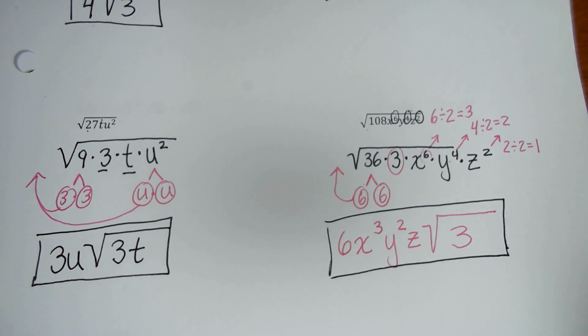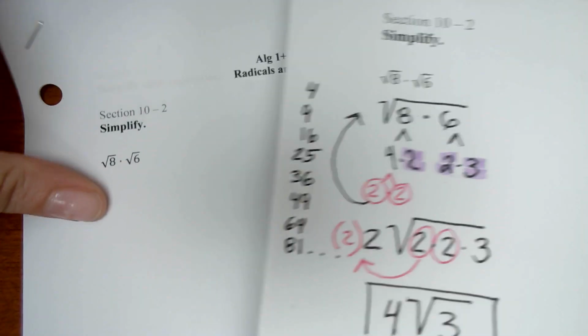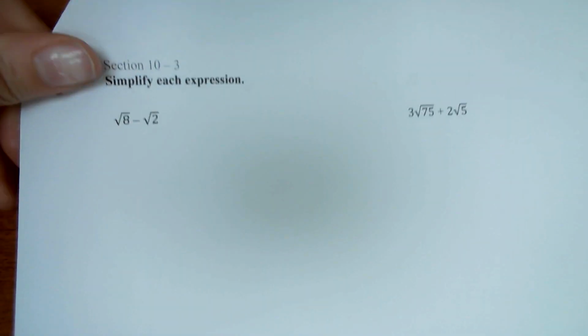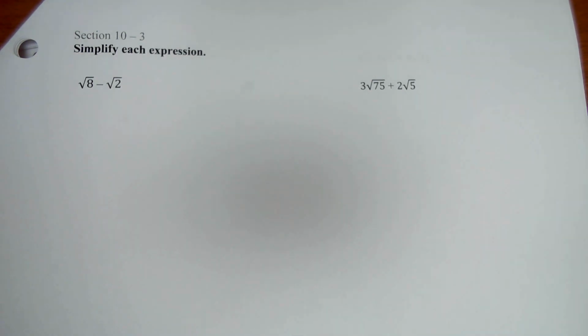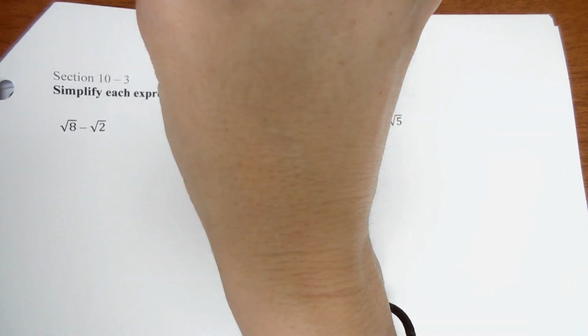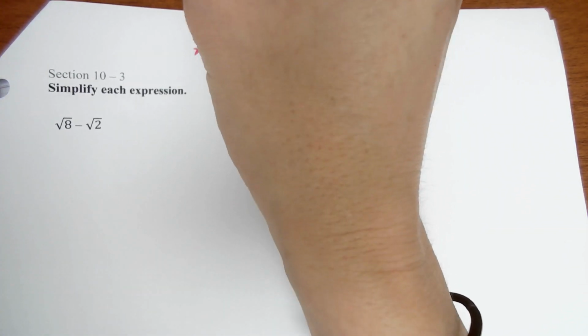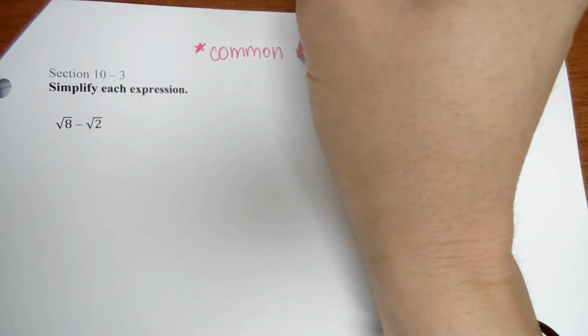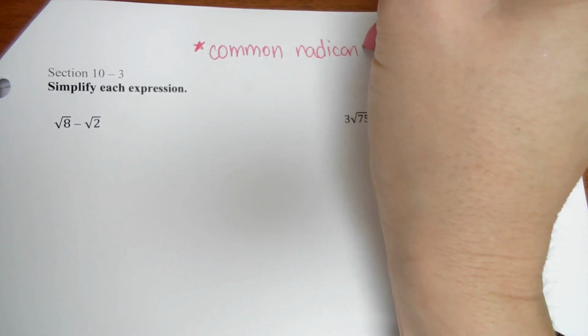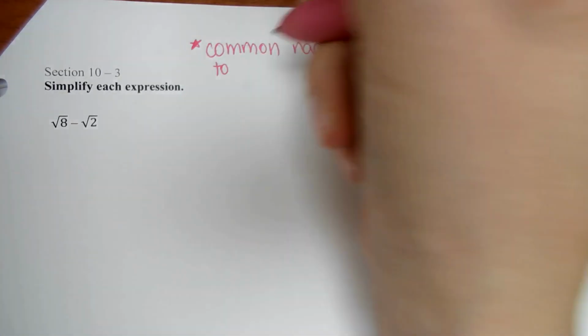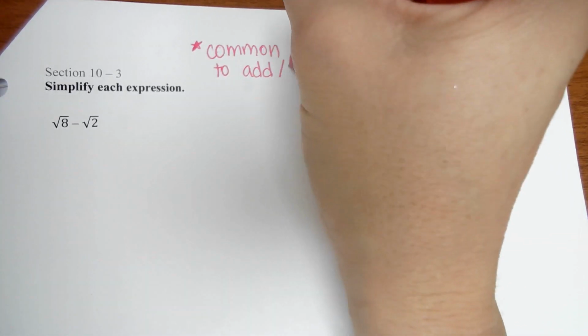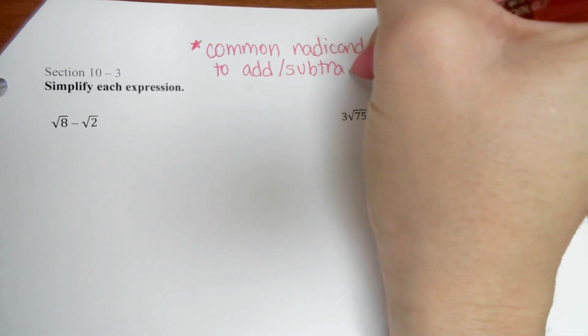All right, so that's section number 1, simplifying our radicals. Now let's move on to section 2, where we are now using operations and working with radicals within an operation or an expression. The major key that we learned for this section is that we need common radicands to be able to add or subtract our radicals.